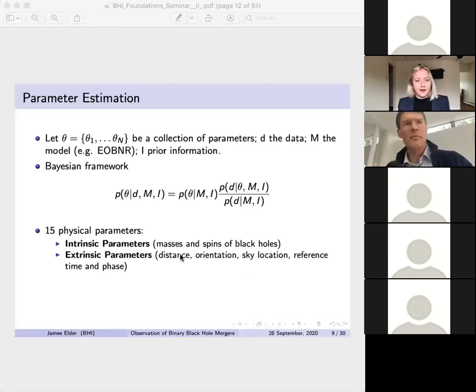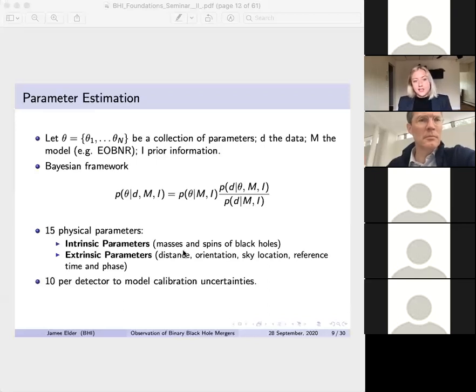Now there are about 15 physical parameters about the source system that are being estimated here. Some of these are intrinsic parameters, that is, things to do with the binary system itself, like the masses of the components and the spins. Others are extrinsic parameters, so things about the relation between us and the source system. Things like the distance, the position in the sky.